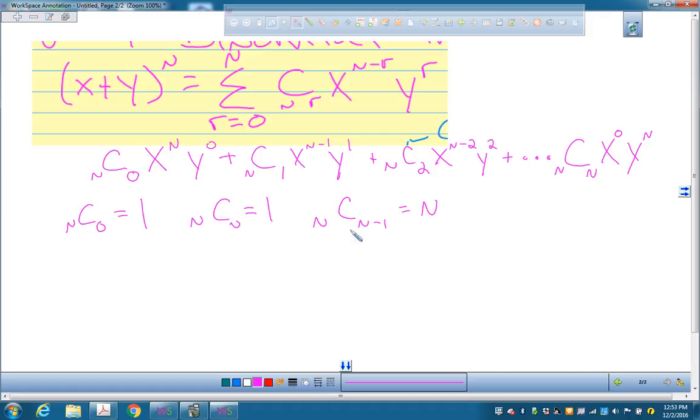All right, so we're going to do one now using either the combinations or Pascal's triangle. So say I want to do x plus 2 raised to the 4th.